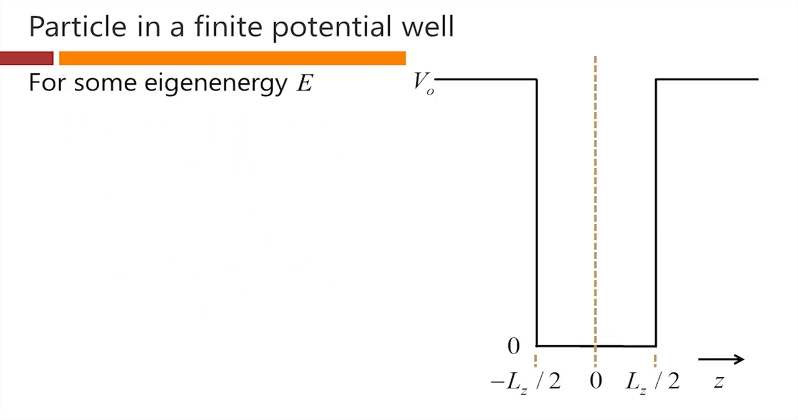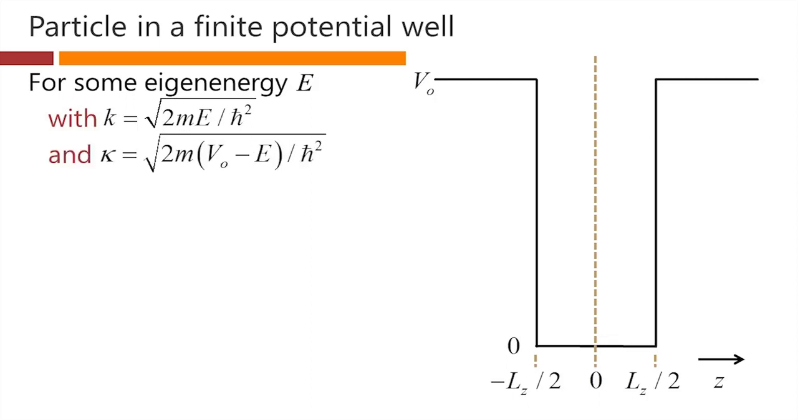So for some eigenenergy E that we're hoping to figure out here, if we knew what E was, then the k vector, or the k magnitude in the middle of the well, would be the square root of 2mE over h bar squared, where m was the mass of our particle. And similarly for the exponential decay constant on either side, with our energy E below the top of the barrier, we would have kappa equal to the square root of 2m(V0 minus E) all over h bar squared.